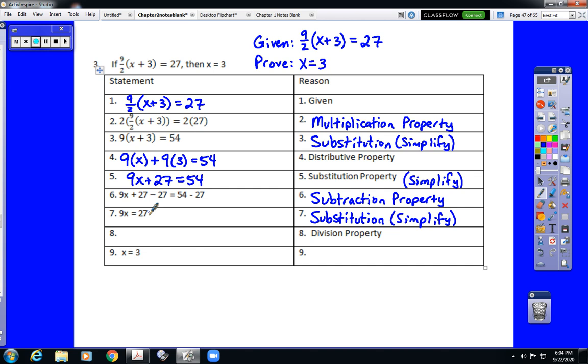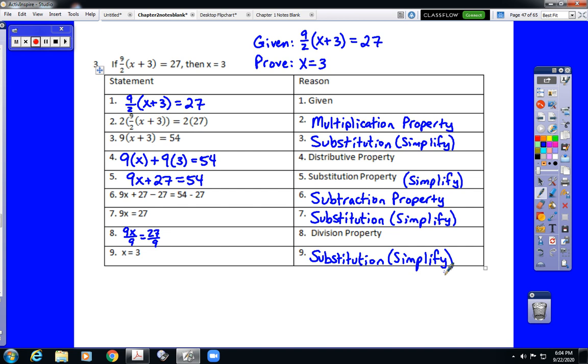Algebraically, the next step in the process would be to divide each side of the equation by 9. So in step 8, we are supposed to show that, dividing each side by 9. That step is labeled division property. And then after we show it, we finish it off by using the substitution property to simplify it down to our final answer, which should be x equals 3, and is.